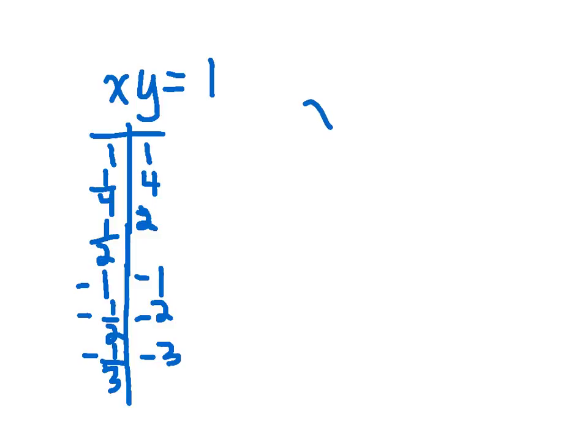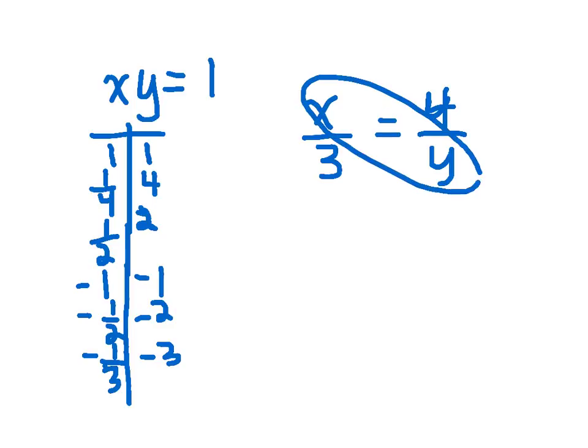I know that kids often have questions about that. Or if your problem first started out as x over 3 equals 4 over y, you might say, wait a second, I don't see that. That is not something in the form of an inverse variation. However, if I cross multiply, I can see that x times y equals 12. Ooh, how convenient. One we've already looked at. That's all.